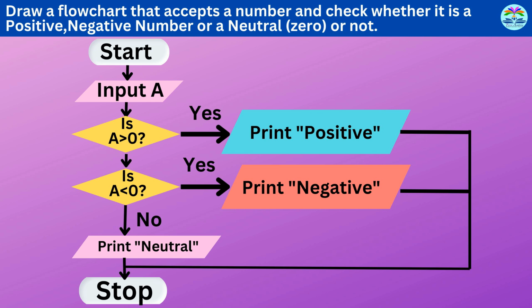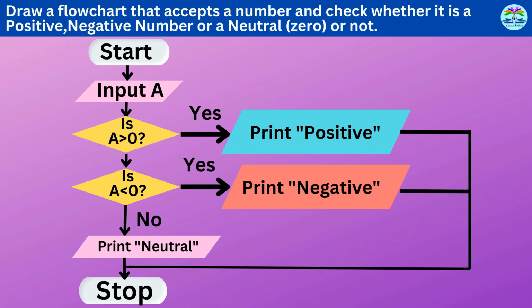And in the other case, if the condition is no, if A is not greater than 0, then we ask: is A less than 0? If the condition is yes, then it prints it's a negative number by using a parallelogram. Then it goes to the end of the program, or the stop point.